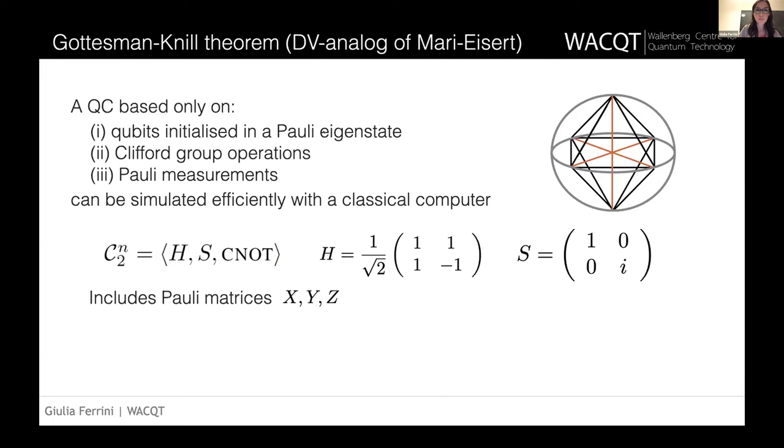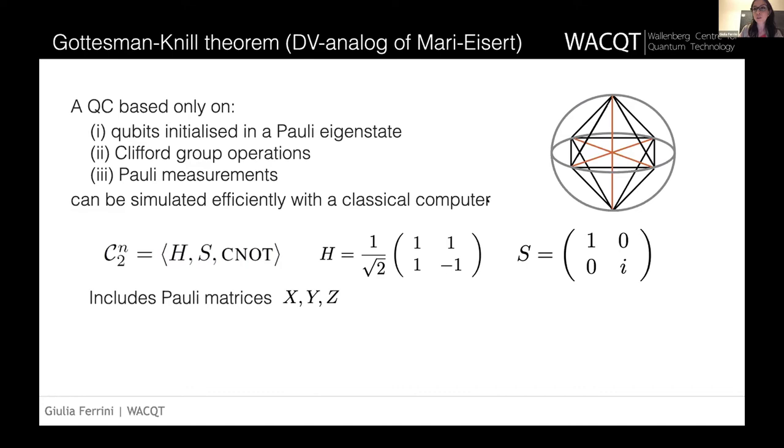So you take a qubit quantum computation, where the states are initialized in eigenstates of the Pauli matrices, those poles of the Bloch sphere. And then you take Clifford group operations. The Clifford group is generated by the Hadamard, the phase gate, and the CNOT, or the CZ, whatever entangling gate would do. And then you have Pauli measurements. If you have a quantum circuit that is built like this for qubits, you can simulate it efficiently with a classical computer, like for positive Wigner function states.